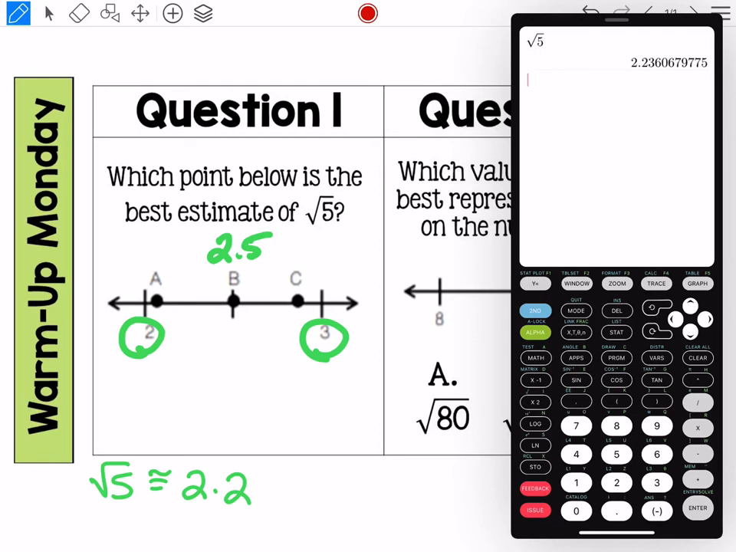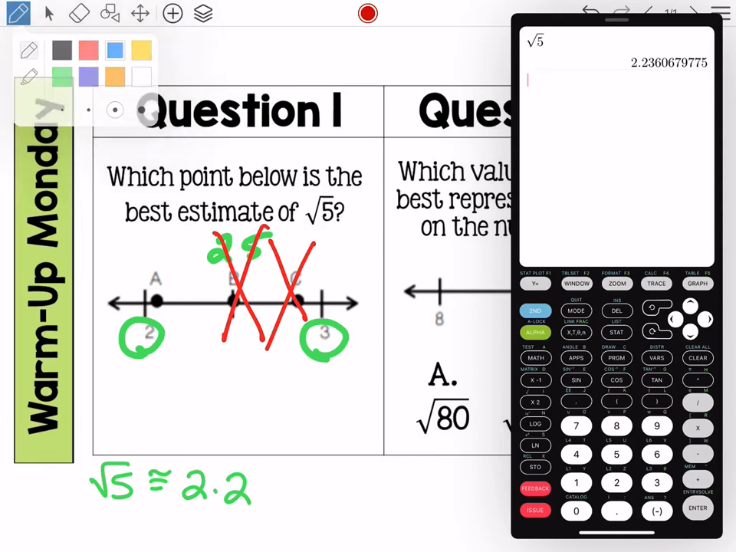So if we're looking at point B, and we said that's 2.5, we can automatically eliminate that because it's too large. And if B is too large, then point C is definitely greater than 2 and 2/10. So our only option left is point A, which is right here close to 2. And again, 2 and 2/10 is just a little bit more than 2. So here, point A is the best approximation for the square root of 5.